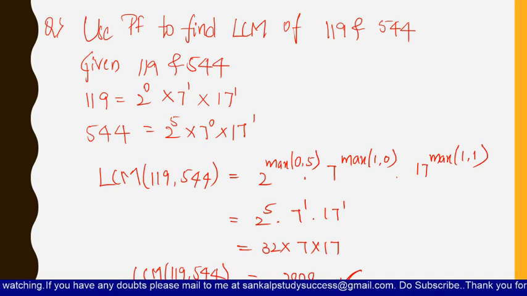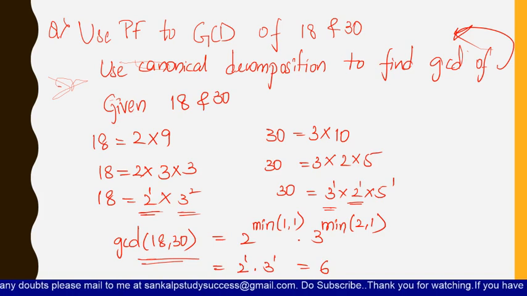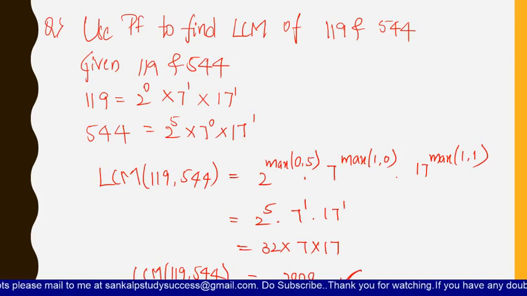Is it clear how to find the LCM of two numbers using the canonical decomposition, or you can also say prime factorization, and also how to find the GCD of two numbers by using the canonical decomposition or prime factorization method? These two are the most important, so you have to concentrate on how to find the GCD and LCM.